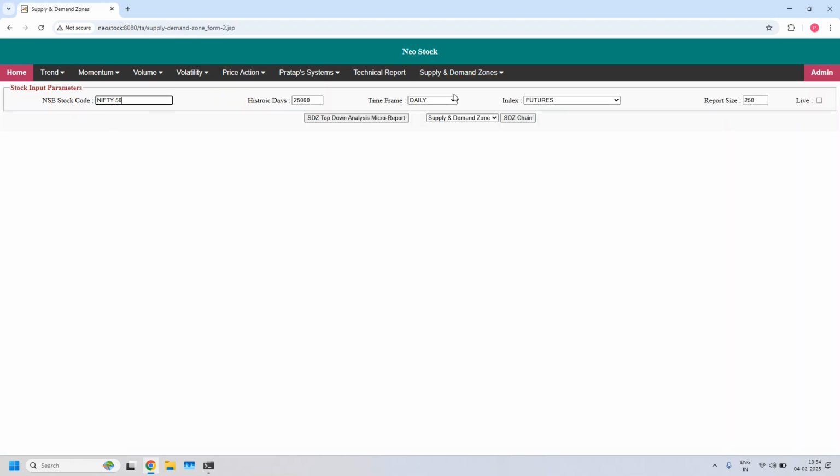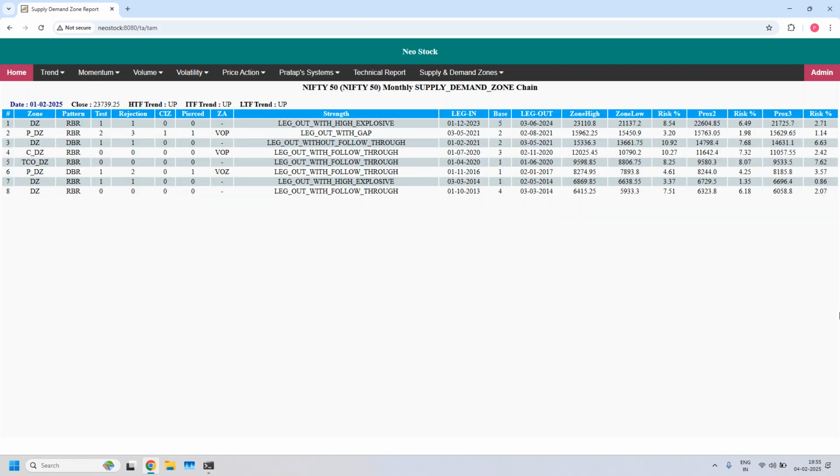Let's start with NIFTY monthly time frame. Generating monthly supply demand zone chain for NIFTY. Okay, this is NIFTY monthly supply demand zone chain. Always look into the zone column to find the high liquidity zones. Look into the pierced column to find the pierced zones. And look into the LTF trend to find the trend of the current time frame you have selected. Same rules you apply for the remaining reports.